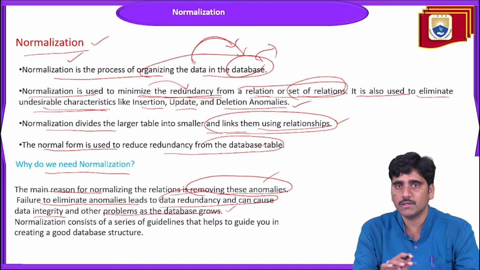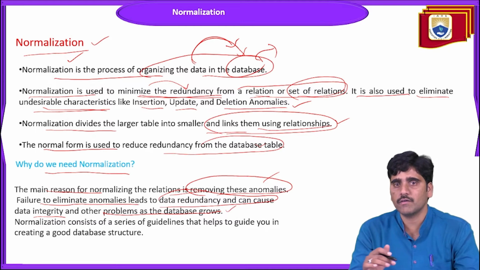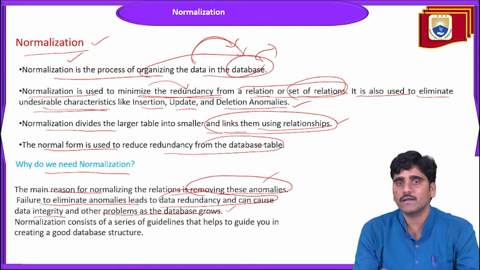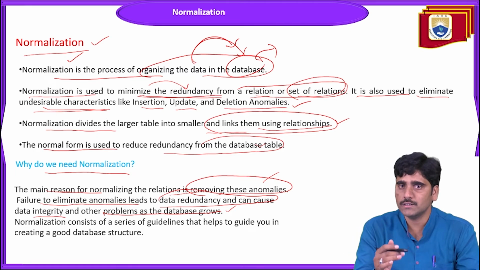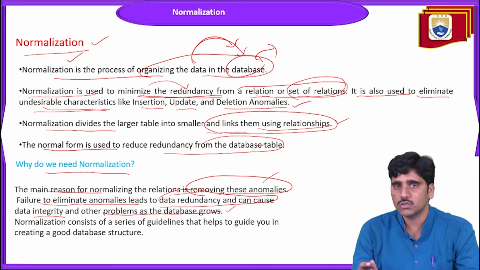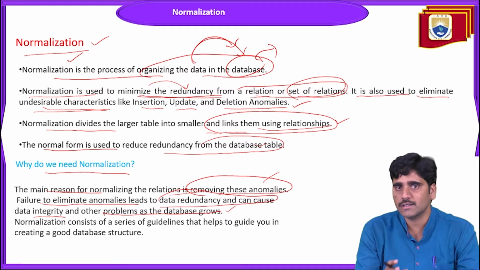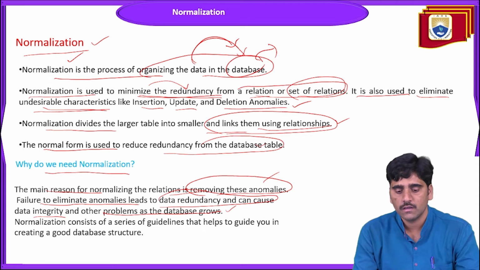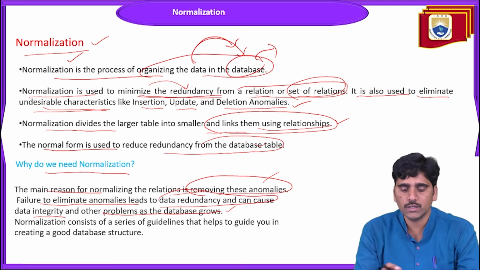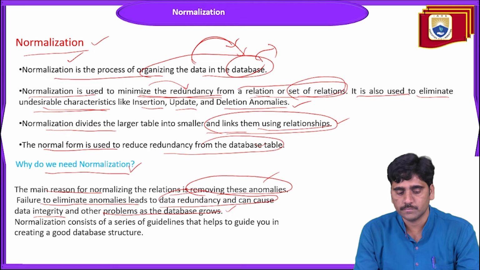Whenever the database is growing and has a lot of data, the insertion, updation, and deletion anomalies will automatically increase, so the database loses integrity and consistency. To not lose that integrity and consistency, we have to minimize the anomalies of insertion and deletion operations. To do that, we have to do normalization.